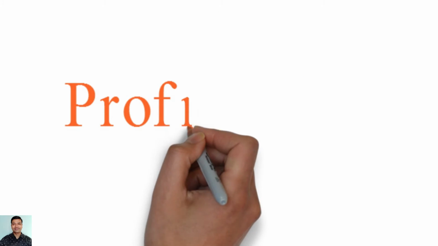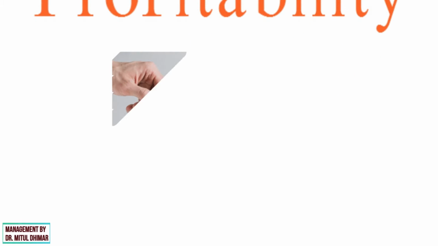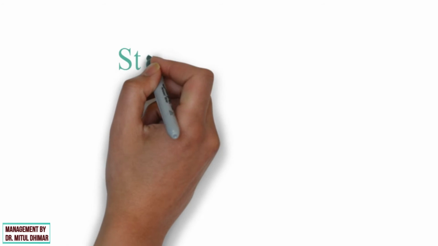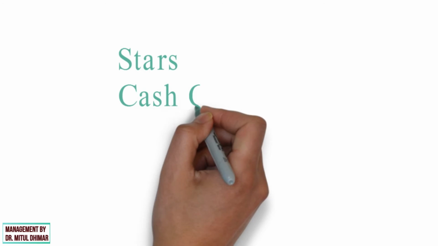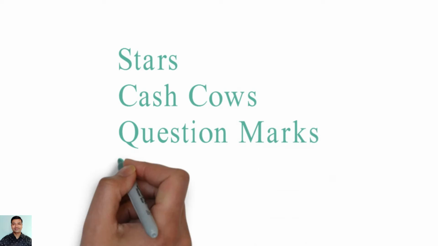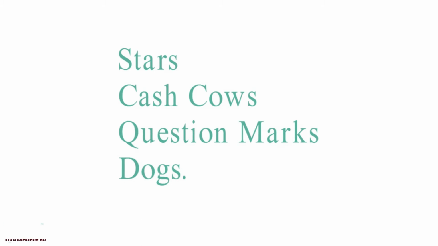These two dimensions reveal the probable profitability of the business portfolio in terms of the cash required to support that unit and the cash generated by it. The combination of high and low market share and high and low business growth rate provides the following 4 categories for a corporate portfolio: stars, cash cows, question marks, dogs.